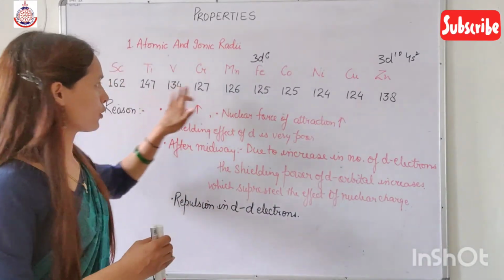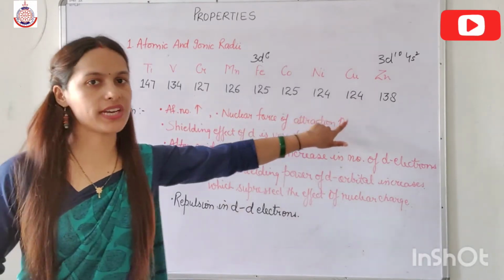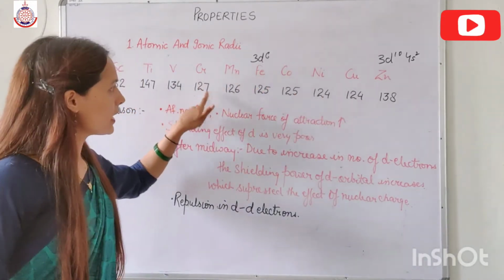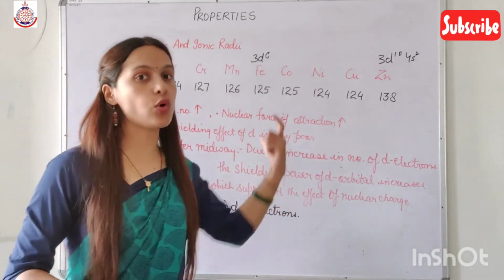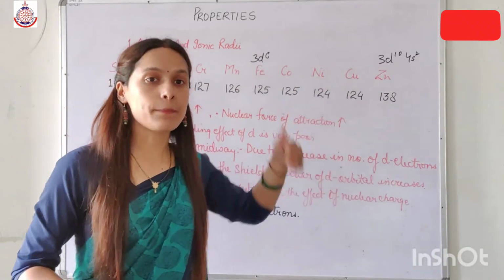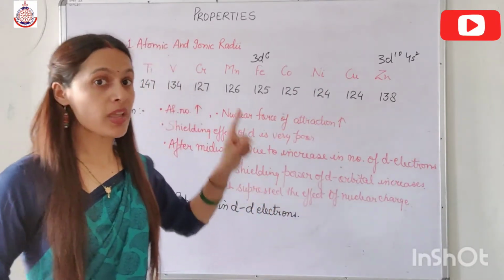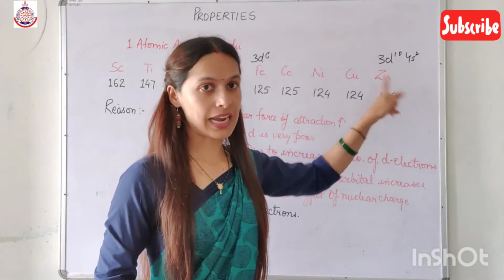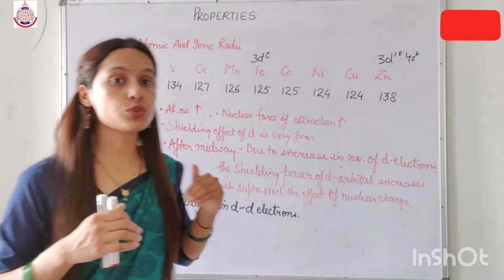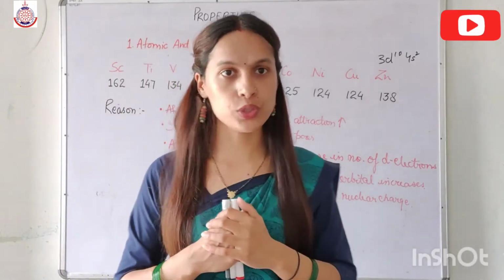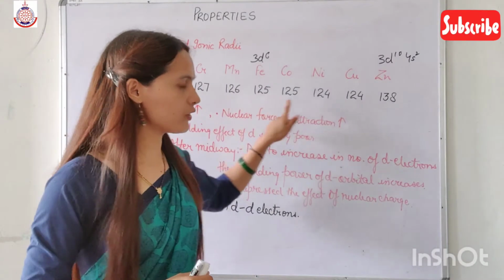So first atomic size decreases. Why? Because nuclear force of attraction increases. After midway the decrease is very less. Why? Because the increased overall shielding power suppressed the increased nuclear force of attraction. And at the last of the series, there is an increase in the atomic radii due to the dd repulsion. So this is the change in the atomic radii.